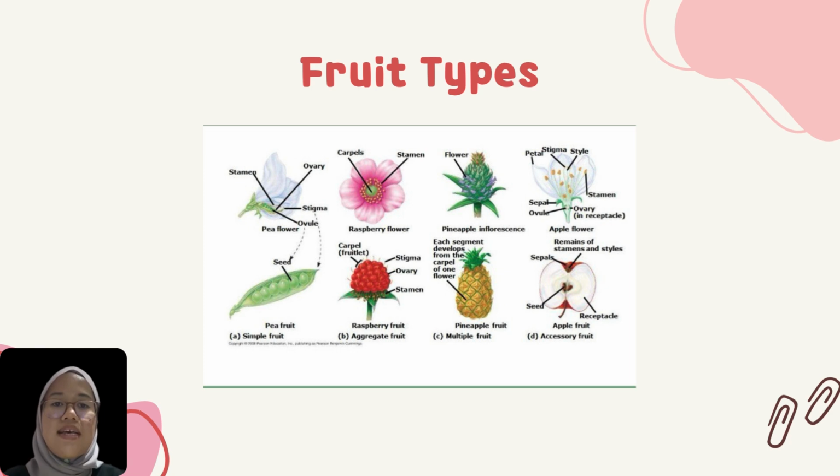And lastly is accessory fruit, the apple. In this case, the fruit is not only made from the ovary, it also includes other parts of the flower like the receptacle, the base of the flower. So the fleshy part of an apple is actually from the receptacle, not just the ovary.